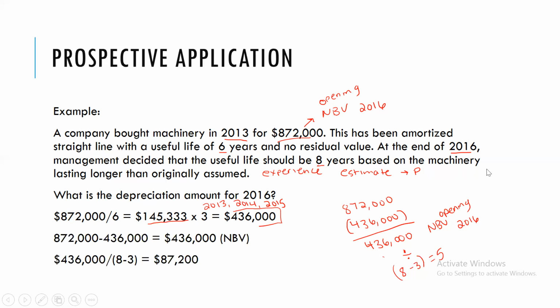All right, so just the calculations there. So 436 divided by 5 gives us 87,200. So our new depreciation for 2016 onwards is 87,200. And we don't have to change what we did in 2013, 14, or 15 because this is an estimate change dealing with it prospectively. All right, so hope that makes sense. So the depreciation for 2016 is 87,200.